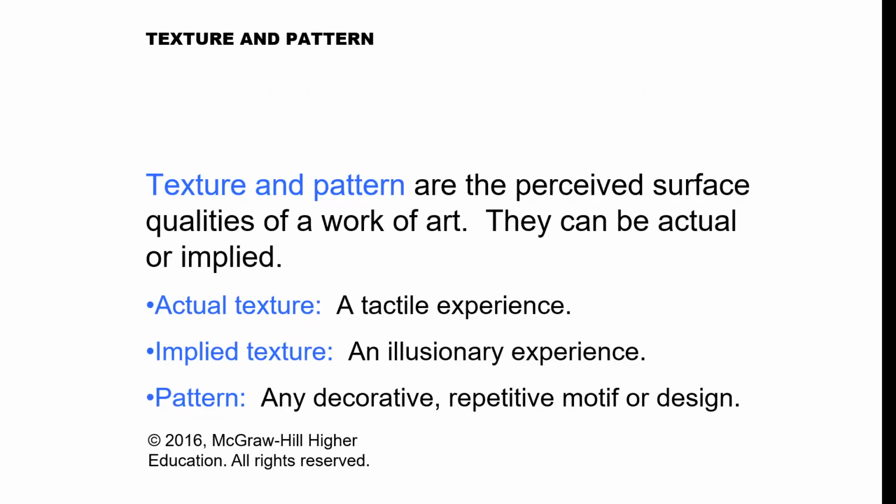Now, this is where it gets a little more fun. Texture and pattern are perceived surface qualities of a work of art, but they can be actual, that is, they can be real, or it can be an implication of a texture. Actual texture would be something that you could touch or feel. Implied texture is the illusion of that thing. And then pattern is any decorative, repetitive motif. But we will also see this as a design element too. So think of pattern as also a process. It's kind of crossing over from a visual element into a principle of design in my mind.